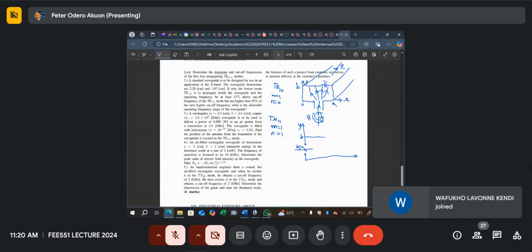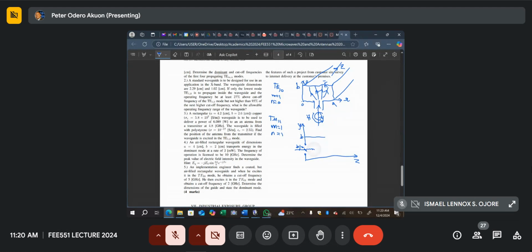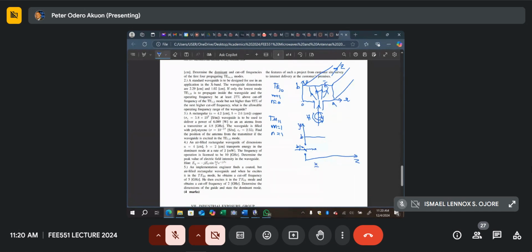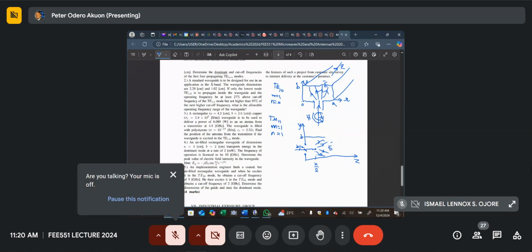We need to draw the 3D. So this will be Z. So X at this point here, on the other side will also be X over 2. So then you'll have your E field there. That will be TM11.